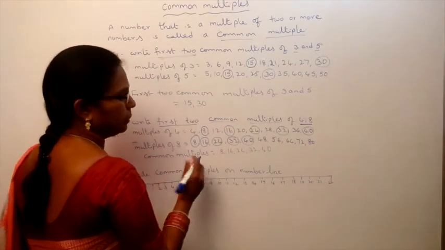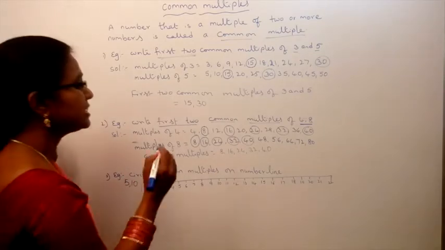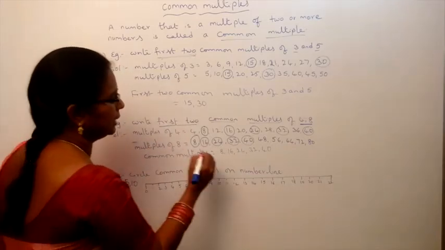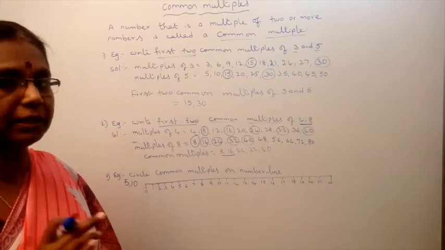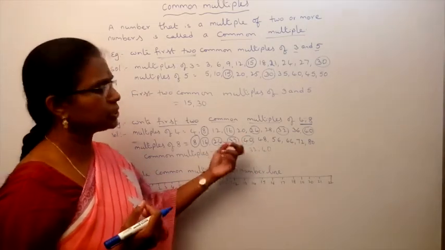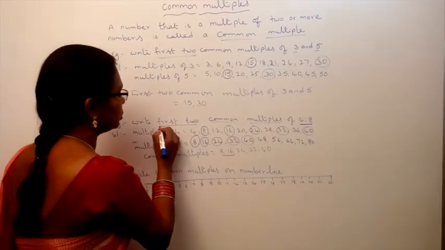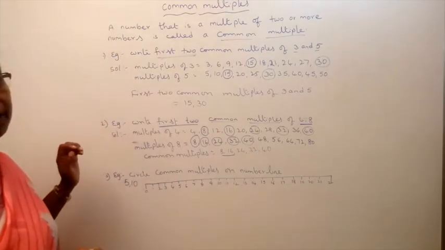How many we wrote? 5. But we need not write 5. Only 2. Then first 2 we have to take. What did he ask? First 2 common multiples. Then we have to write 8 and 16. Suppose if they asked any 2 common multiples, it means you can write any 2. Then 24, 40, 16, 32, like that any numbers you can write. But when they ask first 2, it means first 8, 16 you have to write as common multiples.